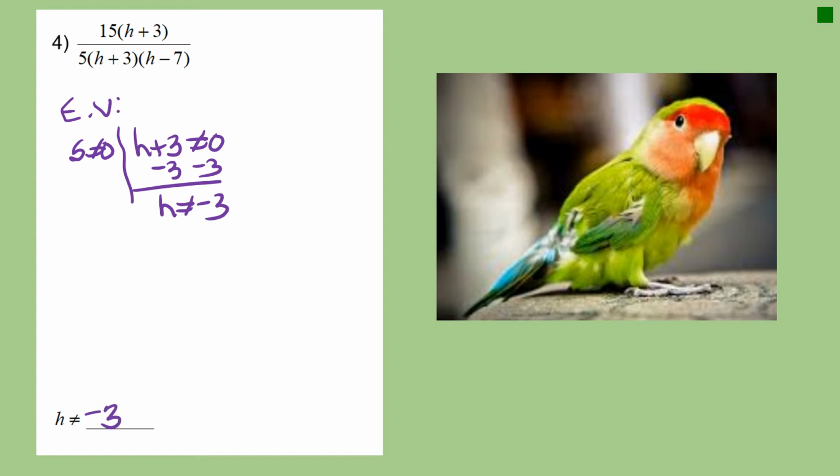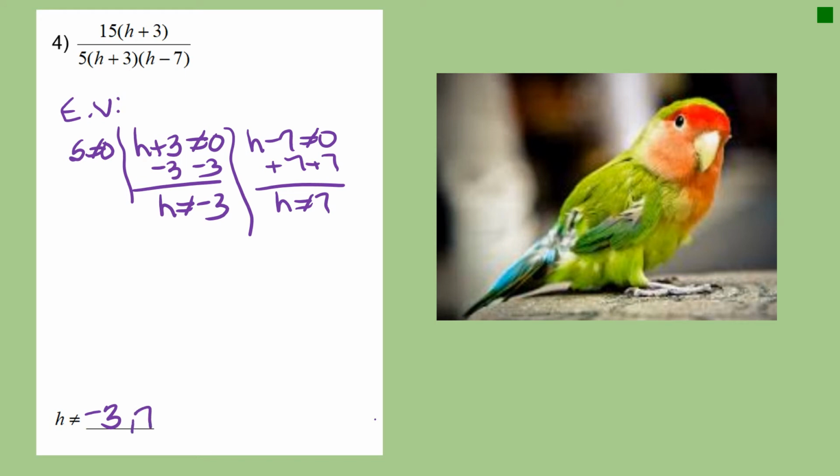Why, you say? Because if I put negative 3 in here, negative 3 plus 3 is 0. 0 times anything is 0. 0 on the bottom is undefined. Then we have h minus 7 can't equal 0. Solve it by adding 7. H can't equal 7. Those are my 2 excluded values.